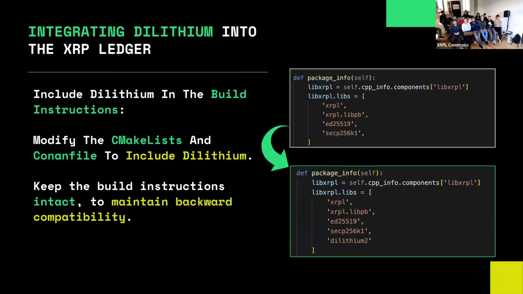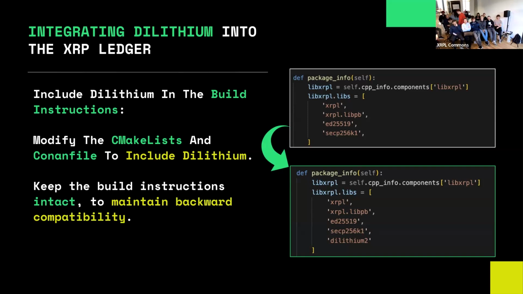Now, let's talk about how we actually integrated CRYSTALS-Dilithium into the XRP ledger. The following slides are going to be great for all you coding geeks out there. So the first step was to modify the build commands to actually detect the Dilithium library. And since XRPL uses CMakeLists and Conan for its dependency management, some necessary changes had to be made there.